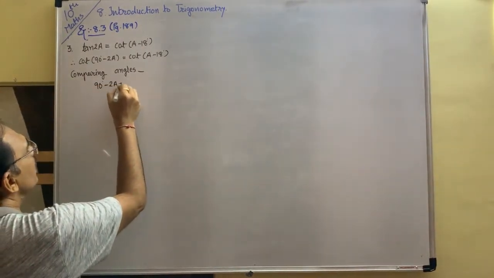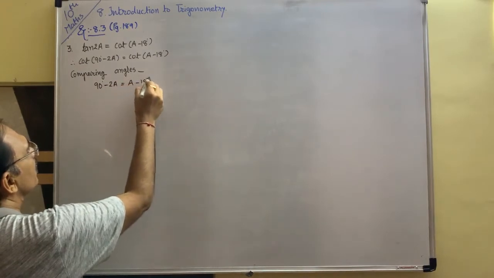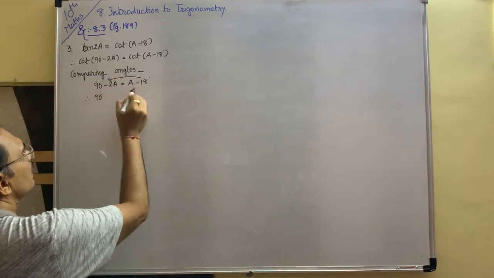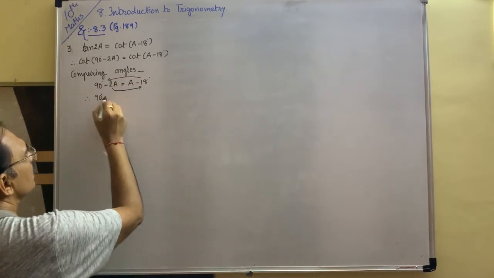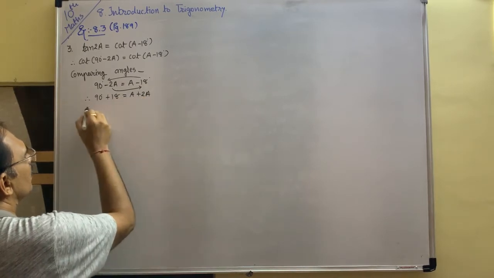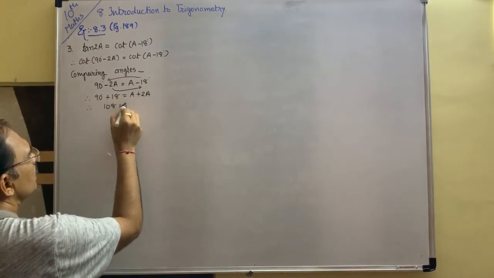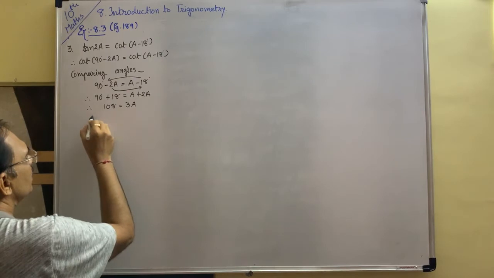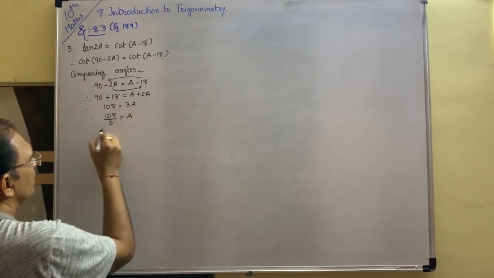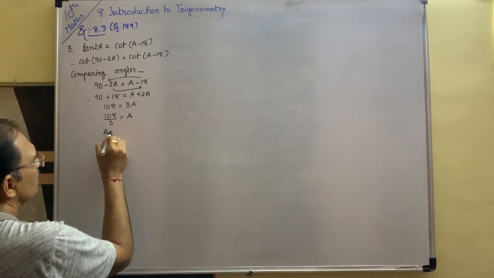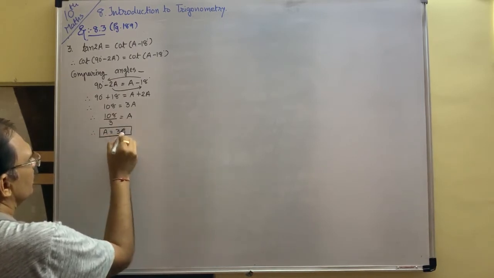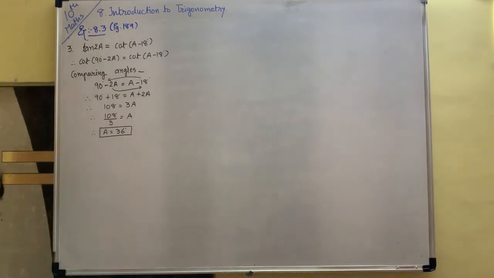90 minus 2a equals a minus 18. So 90 minus 18 move this side and minus 2a move this side. Plus 18 equals a plus 2a. 108 equals 3a. 3 is in multiplication, move down. 108 divided by 3 equals a. So a equals 36. 3 3s are 9, 36. A is 36.